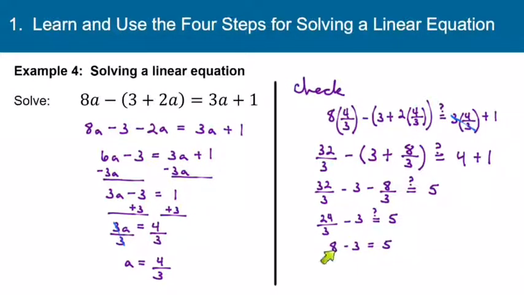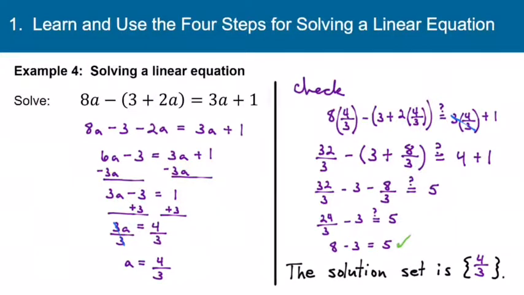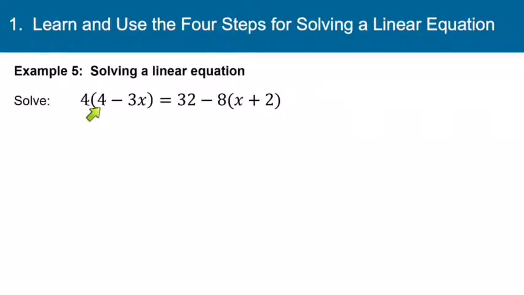And so now we can see that the left side is 8 minus 3, and the right side is 5. Of course, this is a true statement. And so now we can say that we have verified that our solution set is 4/3. Now let's look at example 5 together.